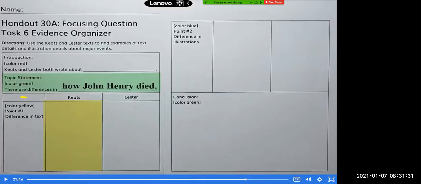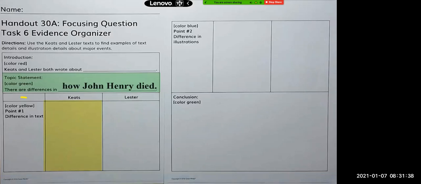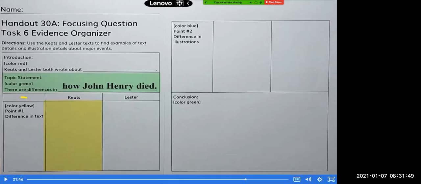Okay, so we are here talking about how John Henry died, and we were looking at the Keats version of how John Henry died. So, what are some things that you guys found that explain how John Henry died?